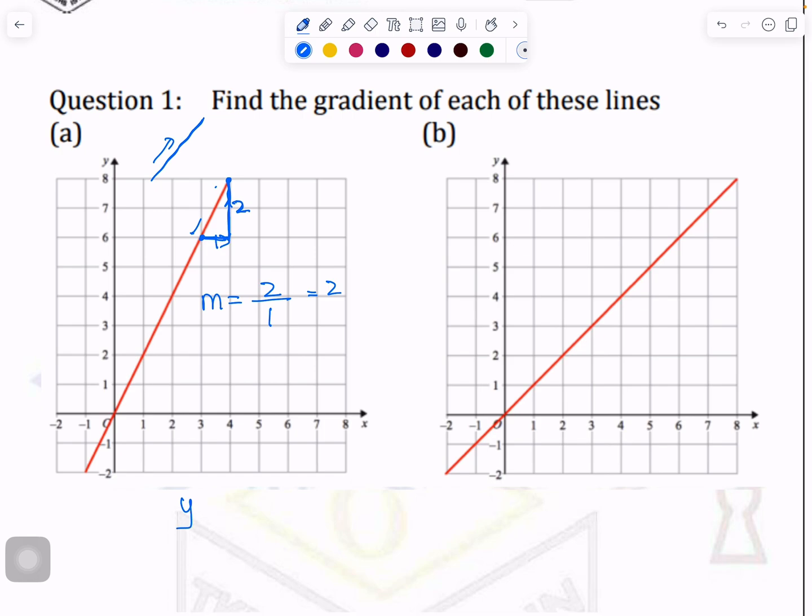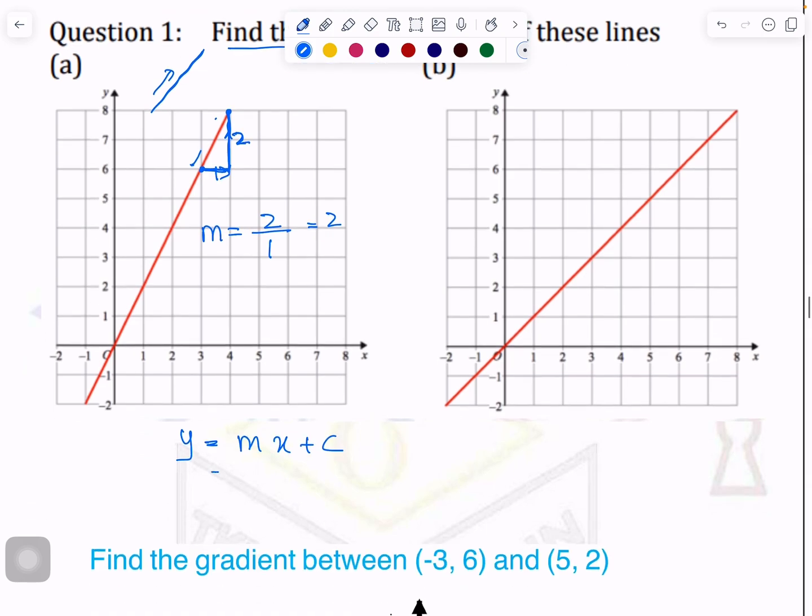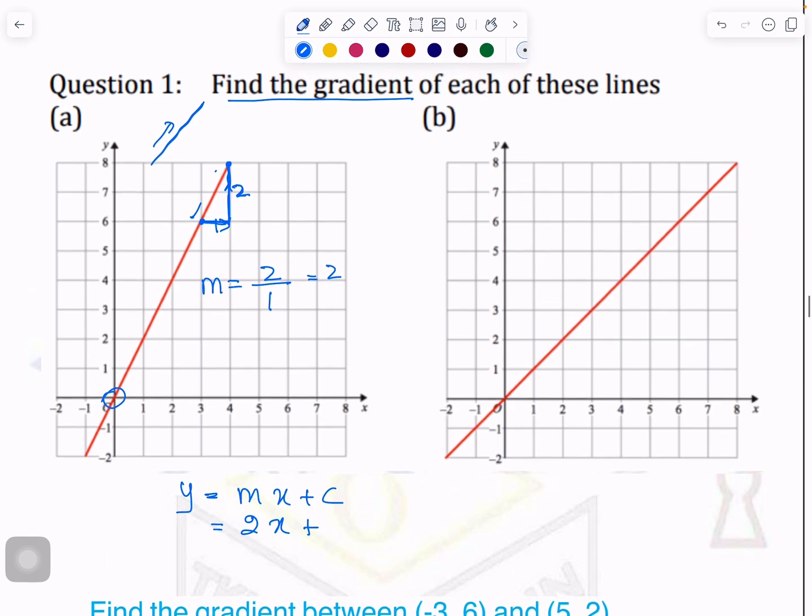If I have to write the equation of the line, the question is not asking, but I'm just telling you in advance. In place of m, I will write 2, and in place of c, I will see the y-intercept. The y-intercept is at 0, so I will write 0 here. It means my equation of the line will be y equals 2x.